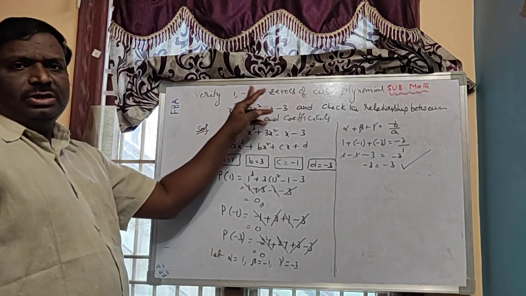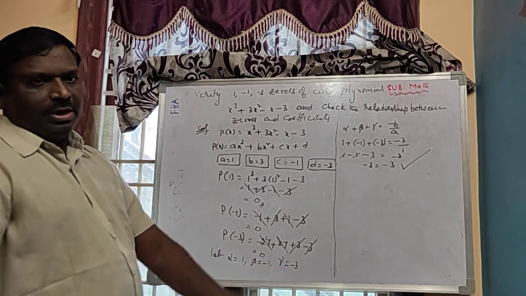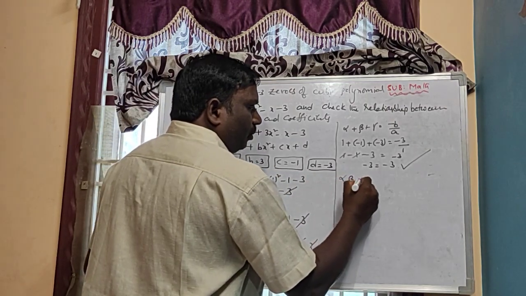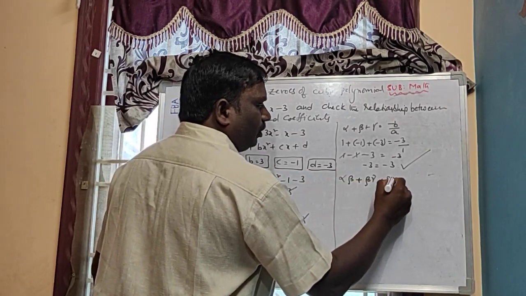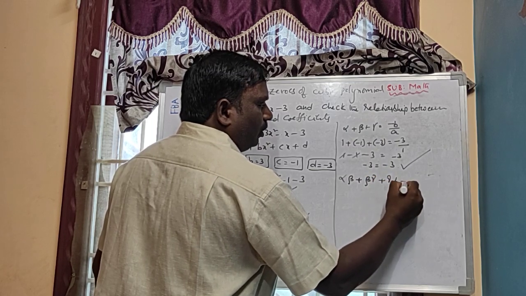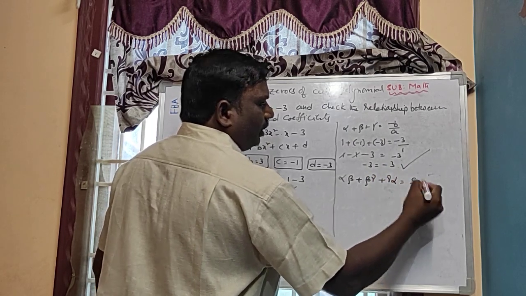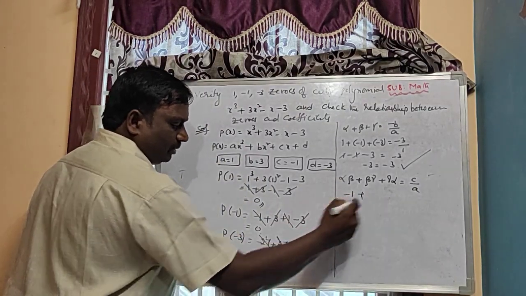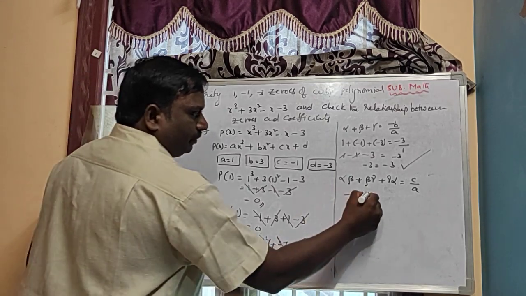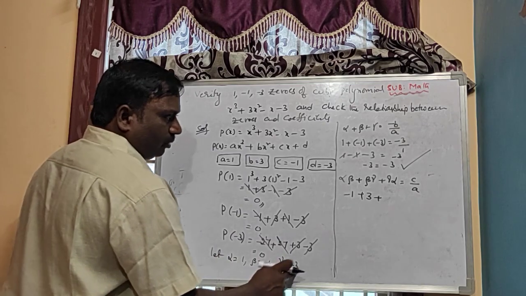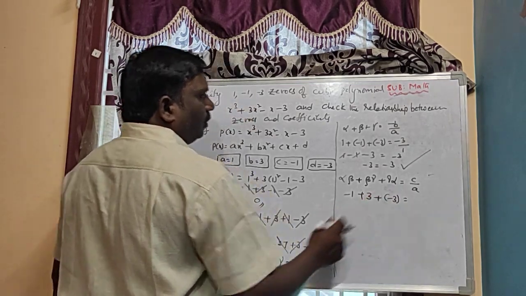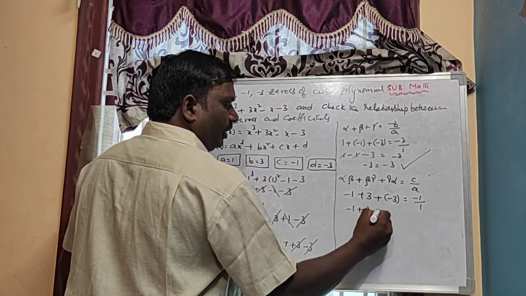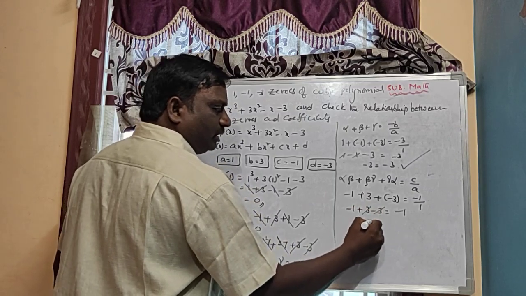Whatever the zeros are, I am taking them as alpha, beta and gamma. So the sum of the product of any two zeros, that is alpha beta plus beta gamma plus gamma alpha, is c by a. So alpha into beta, multiply here, minus 1, plus beta into gamma, plus 3, plus gamma into alpha, minus 3. That equals, what is the value of c? Minus 1 by a. Plus 3 minus 3 equals minus 1. Minus 1, minus 3 plus 3 cancel. Minus 1 equals minus 1.